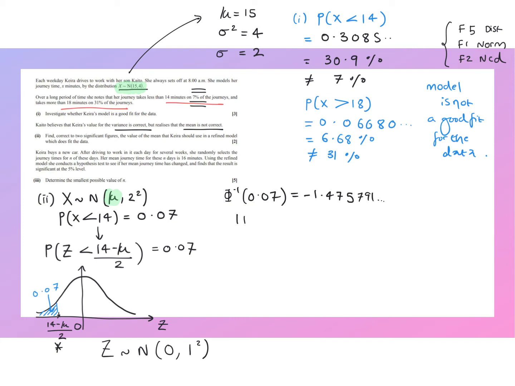So that tells me that 14 minus mu over 2 is equal to minus 1.475791, and I simply have to rearrange this equation to work out the value of mu. So this gives me 16.9515... So that gives us a value of mu equal to 17 to 2 significant figures, which is what the question gives us an indication that we need to work towards. It does say find, correct to 2 significant figures, the value of the mean that Kira should use in a refined model which does fit the data.